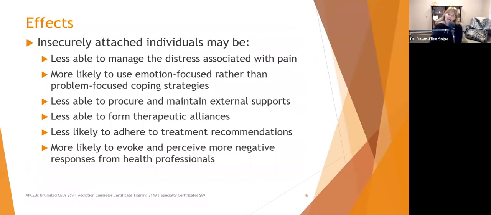And they are more likely to evoke and perceive more negative responses from health professionals. People who are insecurely attached may be overly dramatic, they may be aggressive, they may be a lot of different things, but they tend to not be your ultra compliant, easy to work with clients.